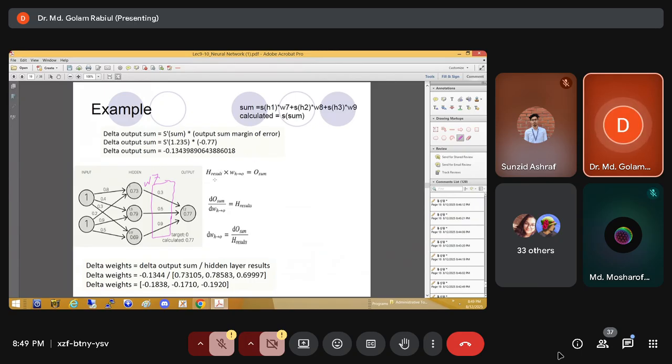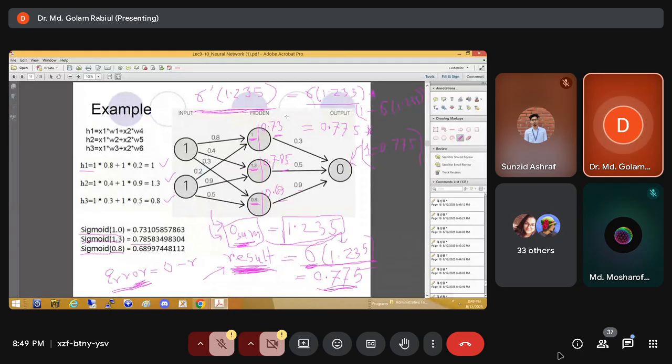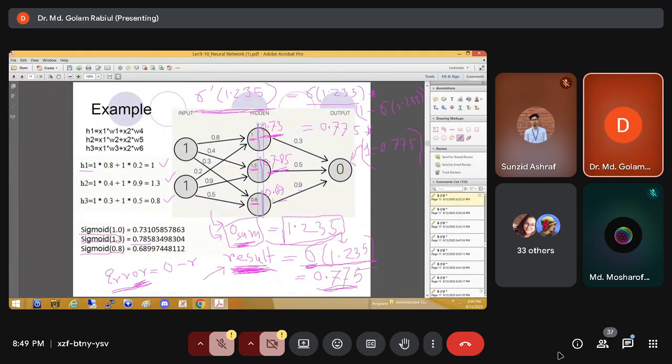Now, the output sum: how to calculate it? The hidden layer results times our weights from hidden to output. What are the hidden layer results? These are the hidden layer results: 0.73, 0.785, and 0.69.